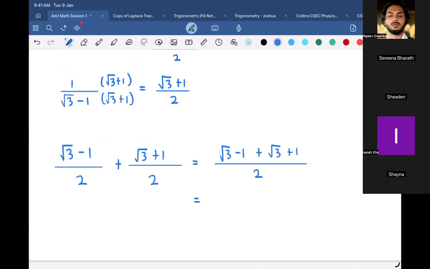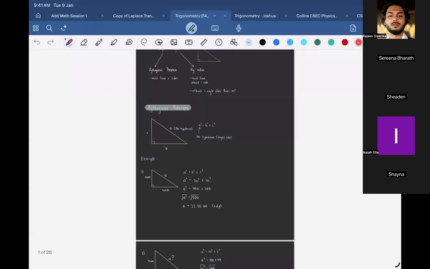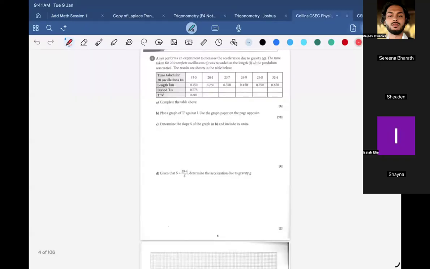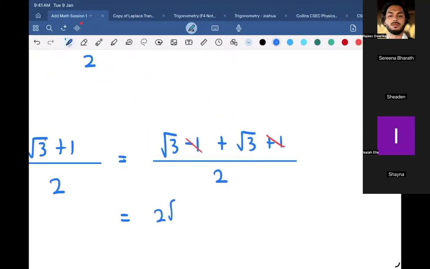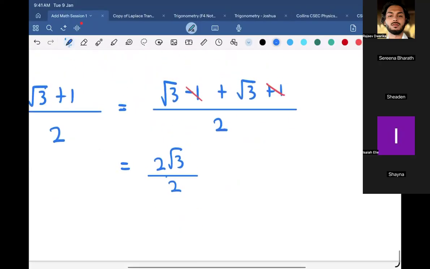So if you notice, Shay, what are the like terms on top? -1, +1, which is 0, and then the root 3's. This and this would be 0. And how many root 3's do we have? 2. So that'll be 2 root 3. And what's going to happen here? Just cancel out the 2's and you get root 3. Bam.